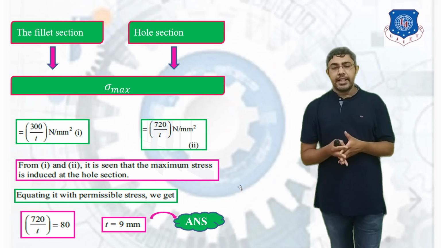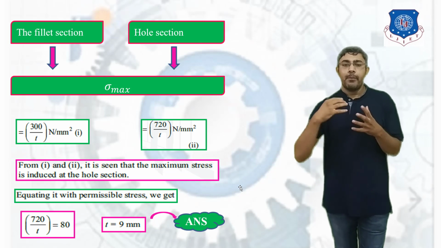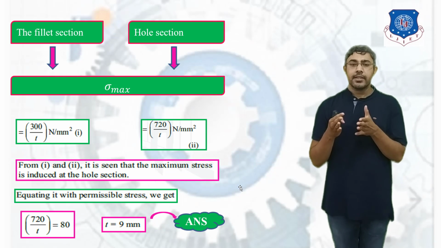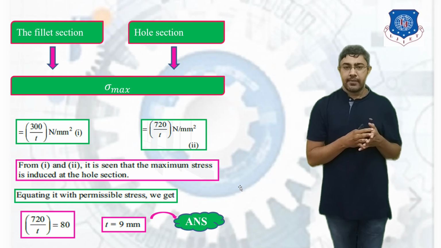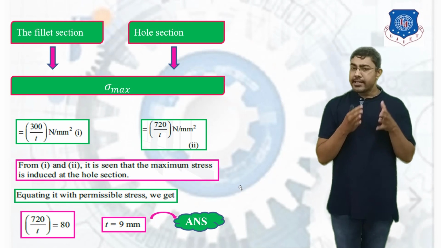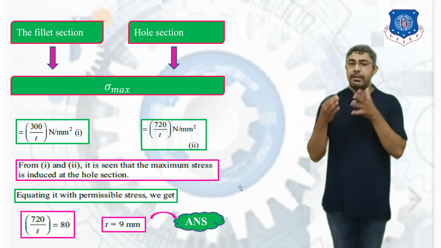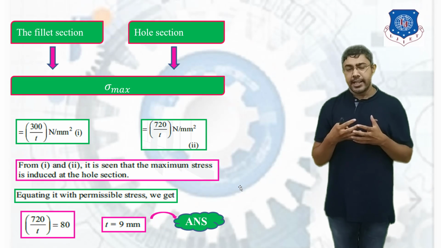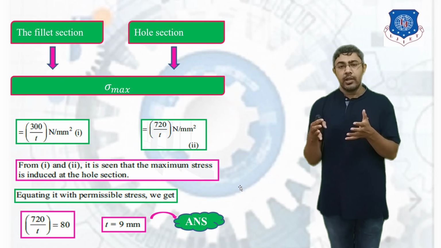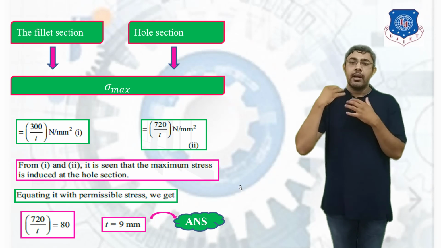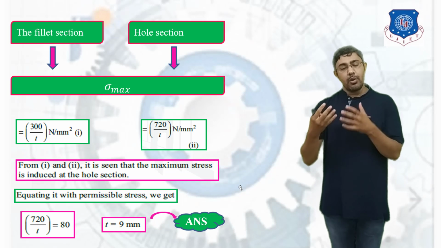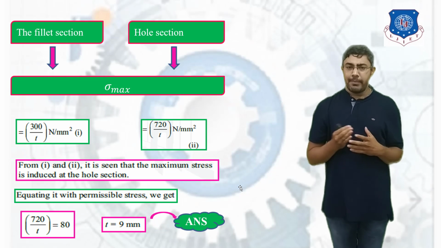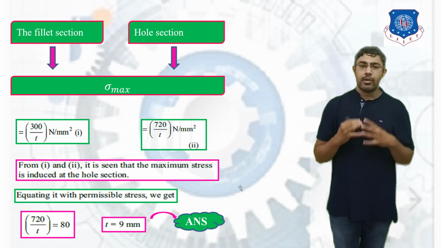So in this lecture we learned a problem based on stress concentration factors. How to solve problems based on stress concentration? First you have to check which sections are critical, and you have to calculate the maximum stress at all these sections. Out of all these sections, you consider the section which has the higher stress, and you equate this stress to the permissible stress to calculate the thickness of the plate.